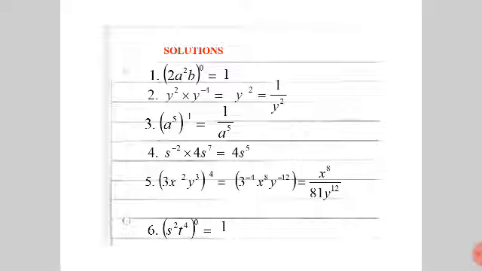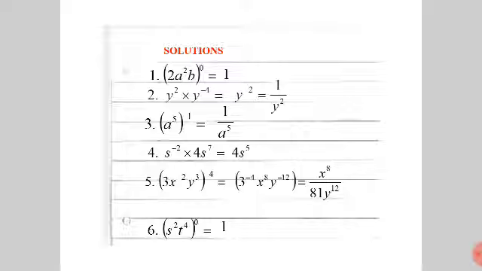So cancel. Multiplication means the powers are added. So 2 plus minus 4, y power 2 minus 4. Subtract and put the sign of the greater number: 4 minus 2 is 2, and the greater number's sign is minus, so minus 2. So y power minus 2 gives the value 1 by y square. Next, (a power 5) the whole power minus 1 equals a power minus 5. Negative exponents convert to positive exponents by taking the reciprocal, 1 by a power 5.